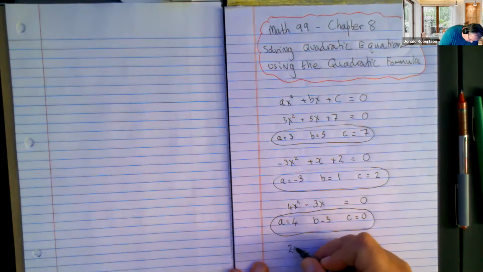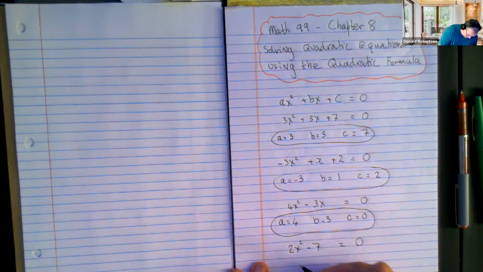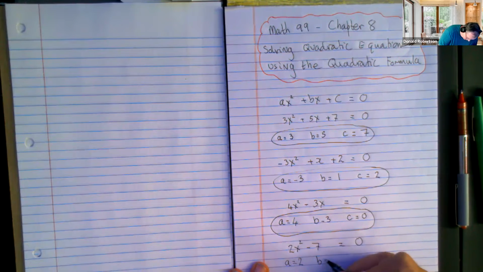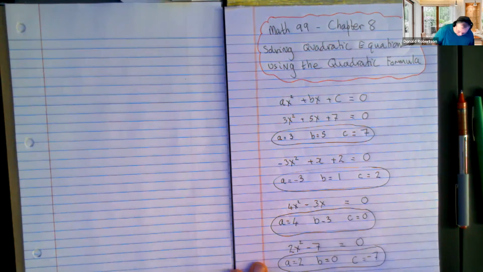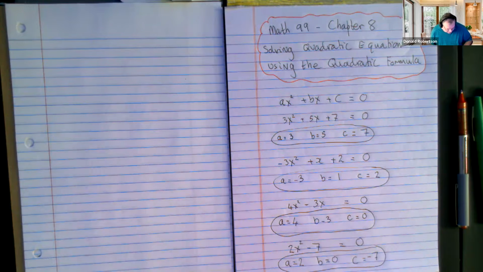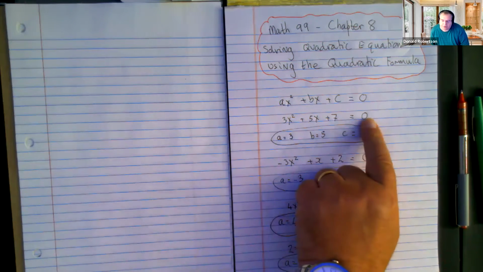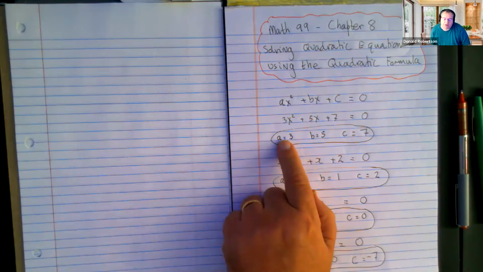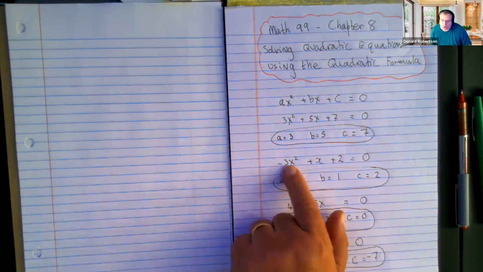And lastly, you could have 2x squared take away 7 equals 0. In this case, a equals 2. There are no x terms, so b will be 0. And finally, c will be negative 7. So what I'd like and hope that you've got from this is that all quadratic equations need to be written in their standard form first. Once they're written in this standard form, you should be able to identify the values of a, b, and c, whether terms are missing or all three terms are there.